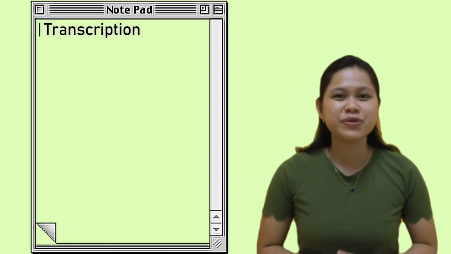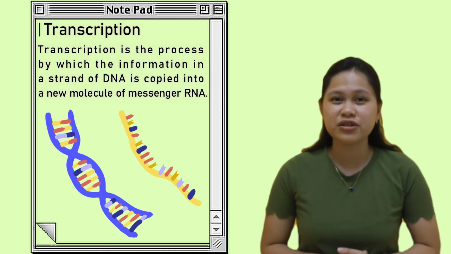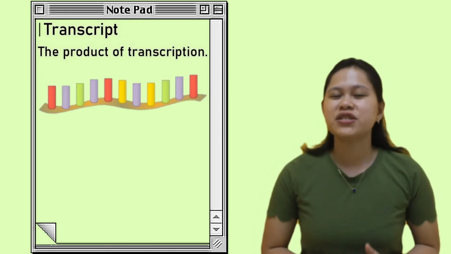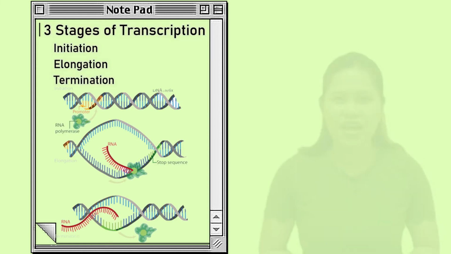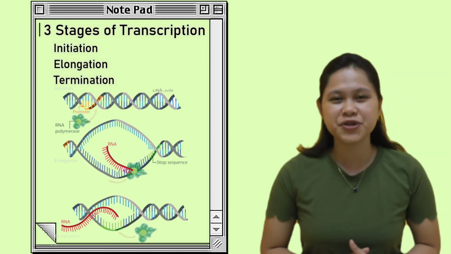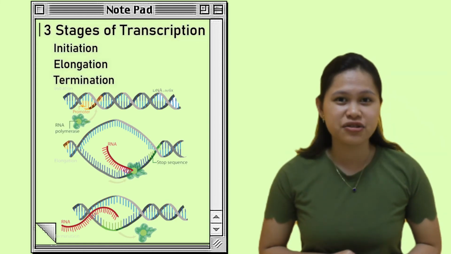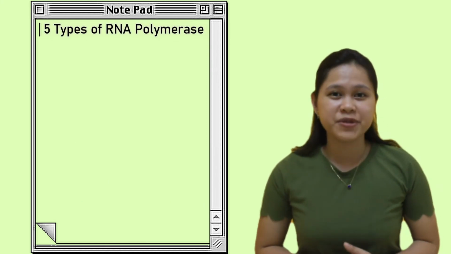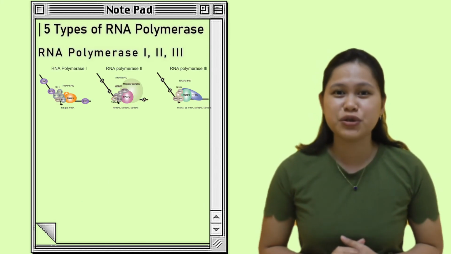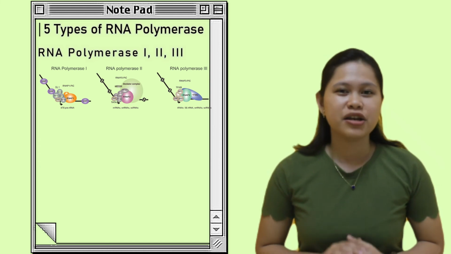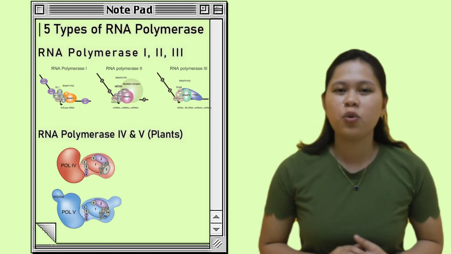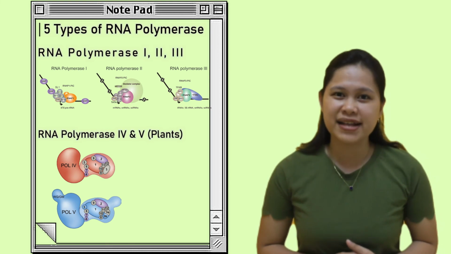So, let's do a recap. Transcription. Transcription is the process in which a DNA strand is converted into an RNA strand. Transcript. A transcript is the product of transcription. There are 3 stages of transcription, which include the initiation, elongation, and termination. And there are 5 types of RNA polymerase, which include RNA polymerase 1, 2, 3, and RNA polymerase 4 and 5, which are exclusively found in plants.